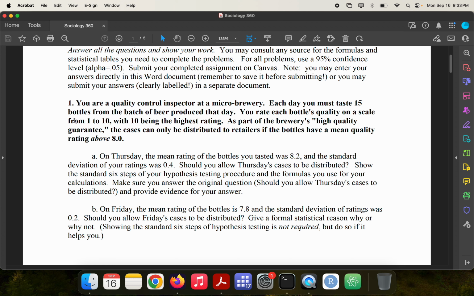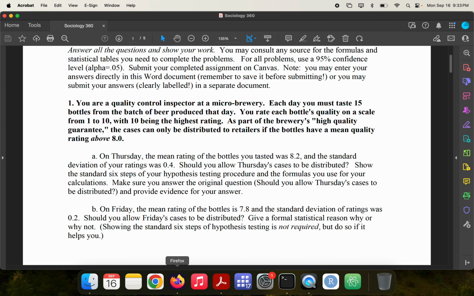The null hypothesis here, reading what the text says, the cases can only be distributed to retailers if the bottles have a mean quality rating of above 8. So what that means is that our null hypothesis, it's natural to set it at exactly equal to 8. And many people wanted to set it at 8 or smaller. The problem with that is that that doesn't actually give our sampling distribution a center.